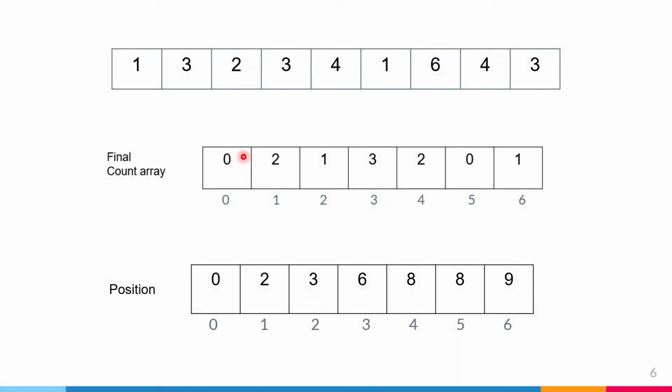Now we are going to add consecutive elements in the counting array. 0 plus 2 is 2, 2 plus 1 is 3, 3 plus 3 is 6, 6 plus 2 is 8, 8 plus 0 is 8, 8 plus 1 is 9.